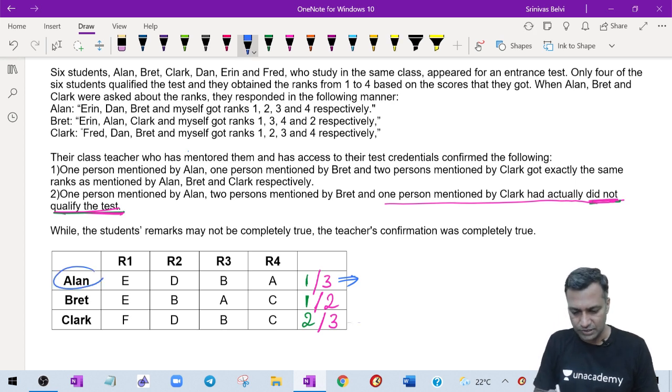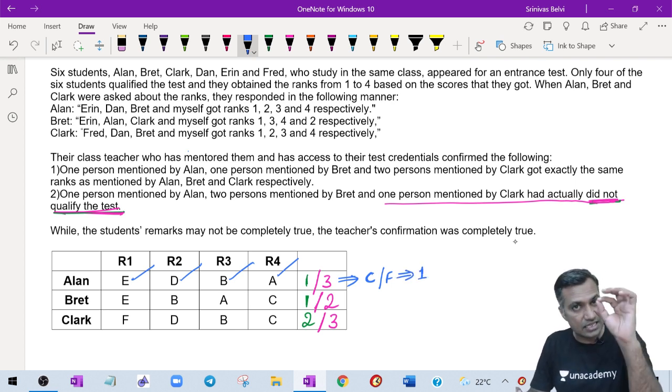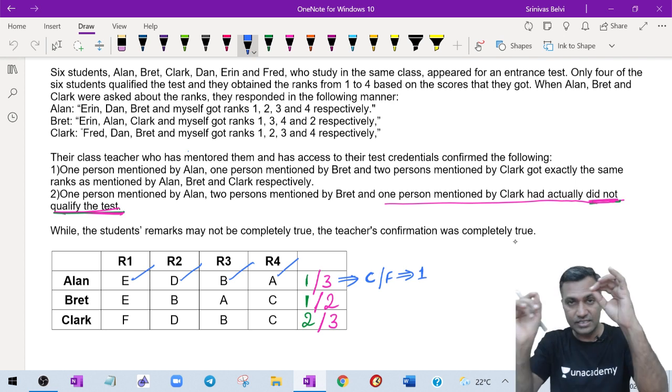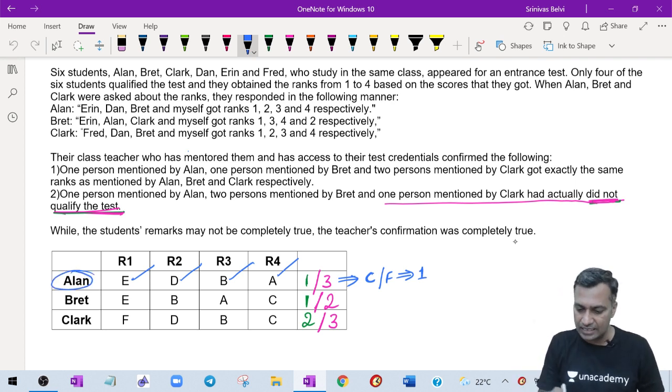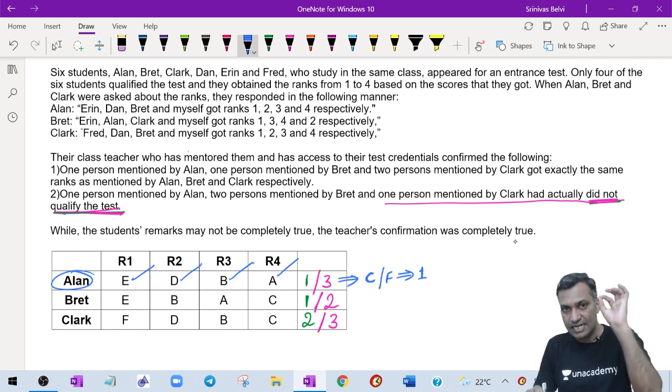Let's go to Alan first. He said that A is in my rank list, B is in my rank list, C is not in my rank list. Let me write C here: C is out of the rank list. D is in my rank list, E is in my rank list, F is not in my rank list. Which means exactly one person between C and F is in the actual rank list. According to Alan, he has not mentioned them in the rank list, but in reality, one of C and F is in the rank list.